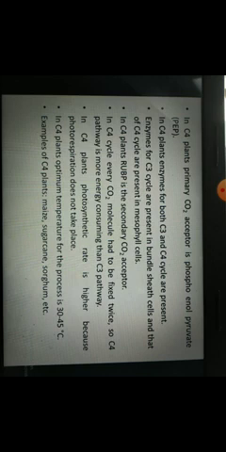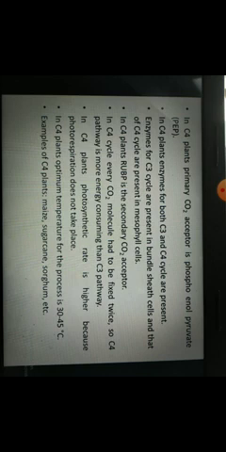In C4 plants, optimum temperature is 30 to 45 degrees Celsius. That means it takes place in tropical plants. C4 cycle takes place in tropical plants, means those plants which grow in higher temperatures. Now you see the temperature, 30 to 45 degrees Celsius, very high temperature. And C3 cycle generally takes place in temperate conditions, in temperate plants, right?